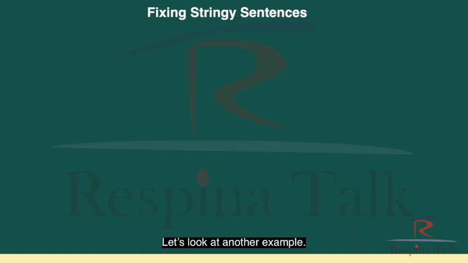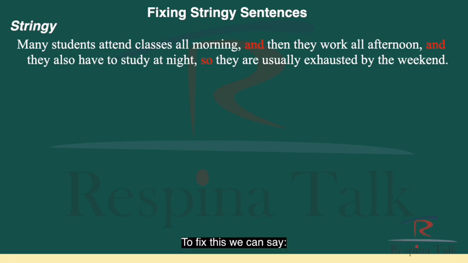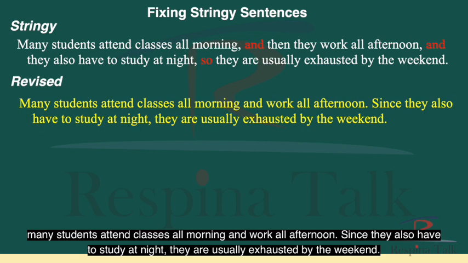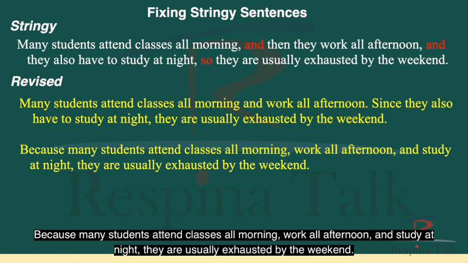Let's look at another example. Many students attend classes all morning, and then they work all afternoon. And they also have to study at night, so they are usually exhausted by the weekend. To fix this, we can say, many students attend classes all morning and work all afternoon. Since they also have to study at night, they are usually exhausted by the weekend. Notice you can also write this another way. Because many students attend classes all morning, work all afternoon, and study at night, they are usually exhausted by the weekend.